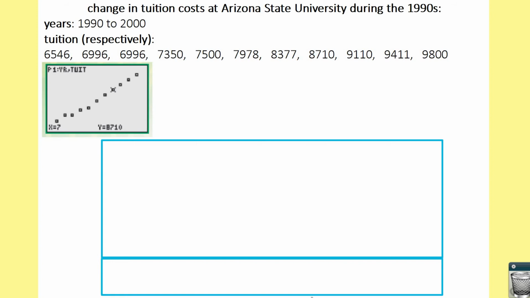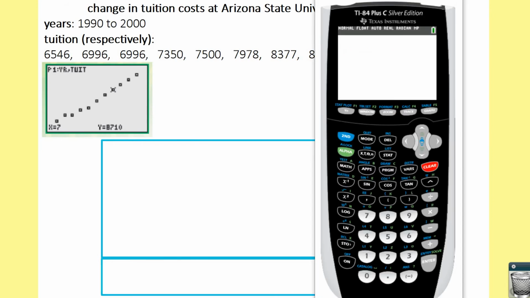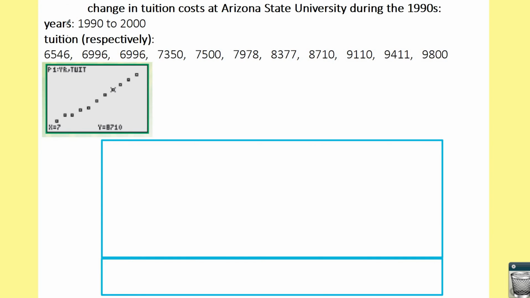Okay, so let's practice getting the correlation coefficient ourselves. We're going to use the tuition costs at Arizona State. So we go to stat, edit, and your textbook shows you how to rename the lists, but make sure you write down what they are. I'm going to put the years, 1990 to 2000, for list 1, and then the tuition for list 2. And these are respective.